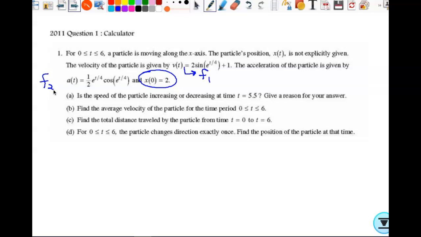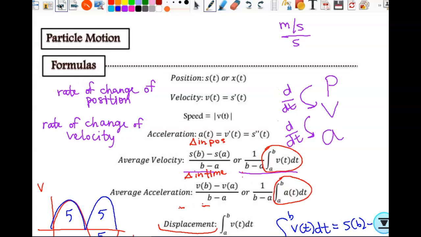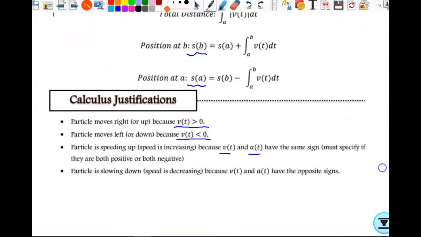Guys, what are we going to do on the very first question, part A? What is required on part A? All right, so guys, is the speed increasing or decreasing at time 5.5? How do I determine if a particle's speeding up or slowing down? I've got to look at the sign of velocity and the sign of acceleration at that instant.